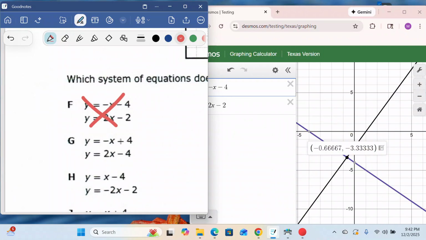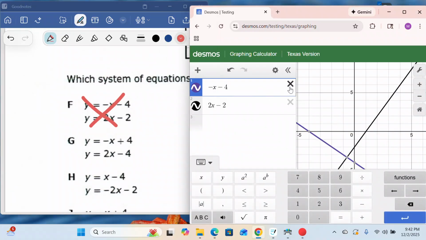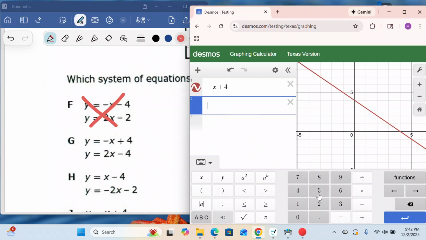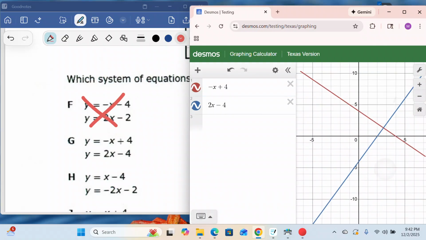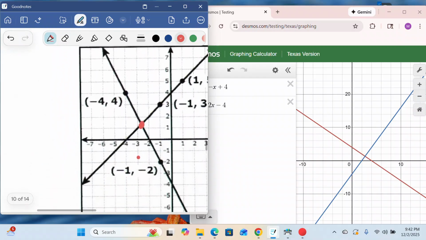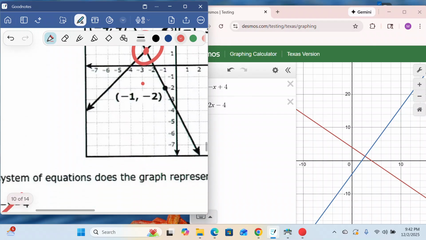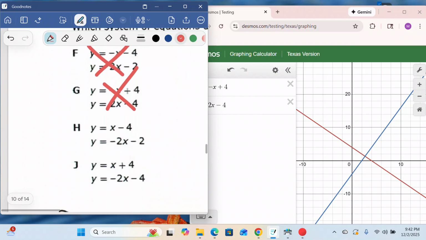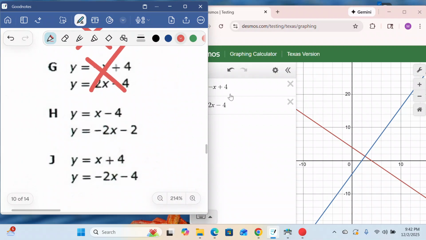So the next one, I would input it. It's the same thing. Gonna delete it. We'll start from scratch. -x plus 4 right here. And then I have 2x minus 4. And look at where my answer is. It's way here. But this one is right here. So this one automatically would be wrong. So already I have a 50-50 chance to get it right. So is it H or is it J?